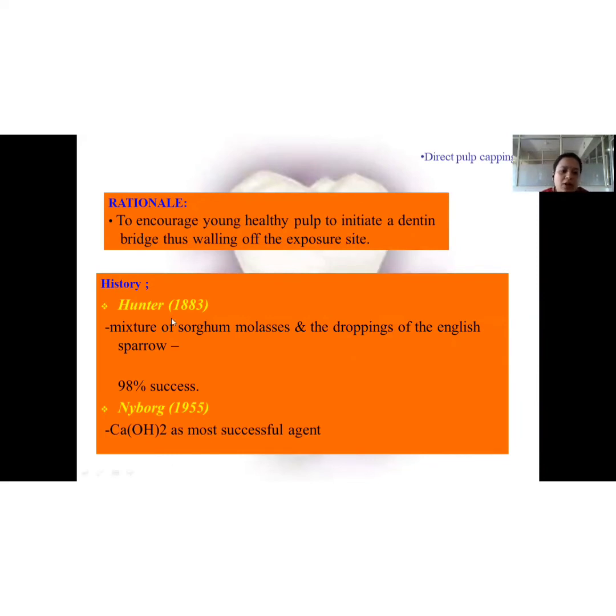Now, history. According to Hunter in 1883, a mixture of sorghum molasses and droppings of an English sparrow, when placed over the pulp, initiated dentine bridge formation. 98% success. Calcium hydroxide is the most successful agent in formation of a dentinal bridge, according to Nyborg in 1955.